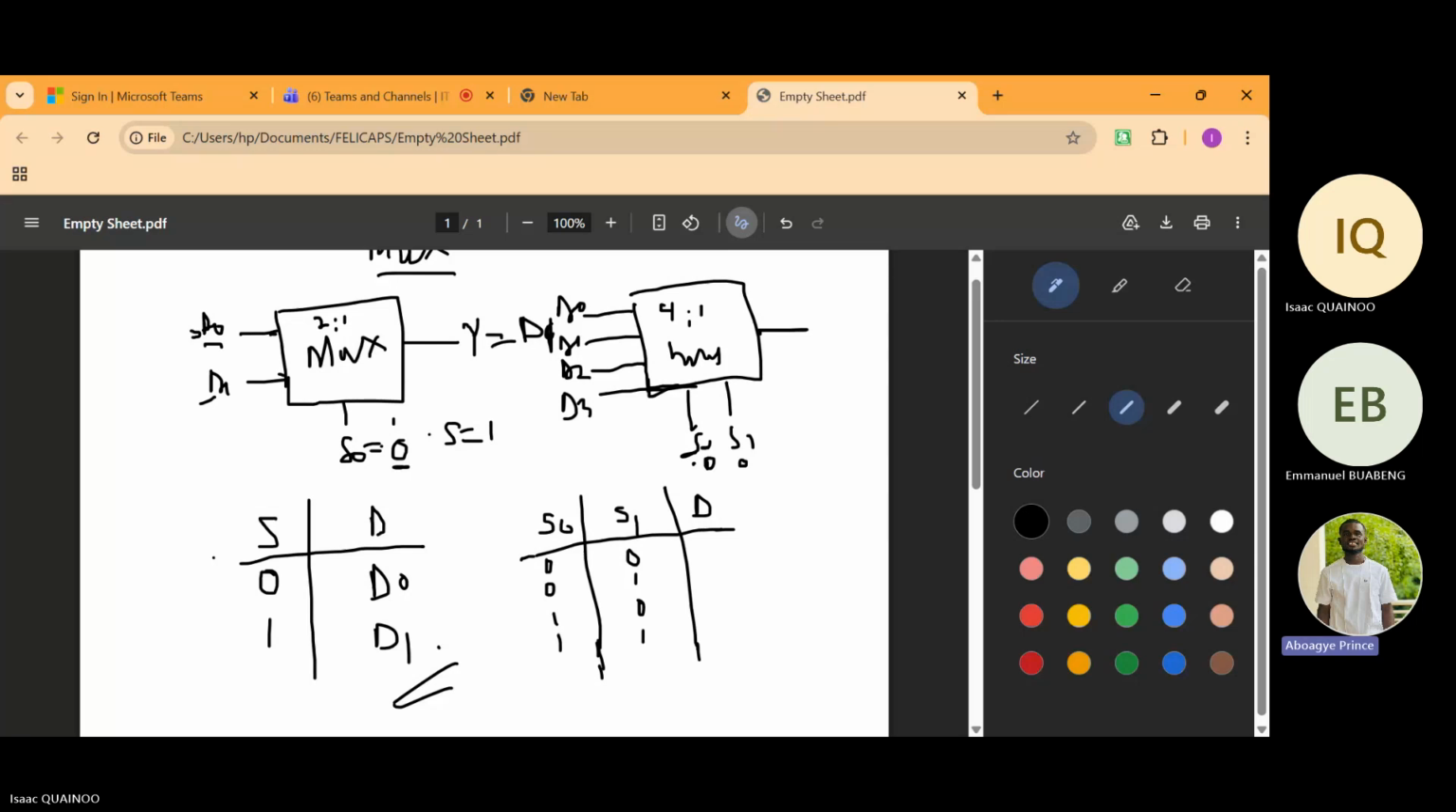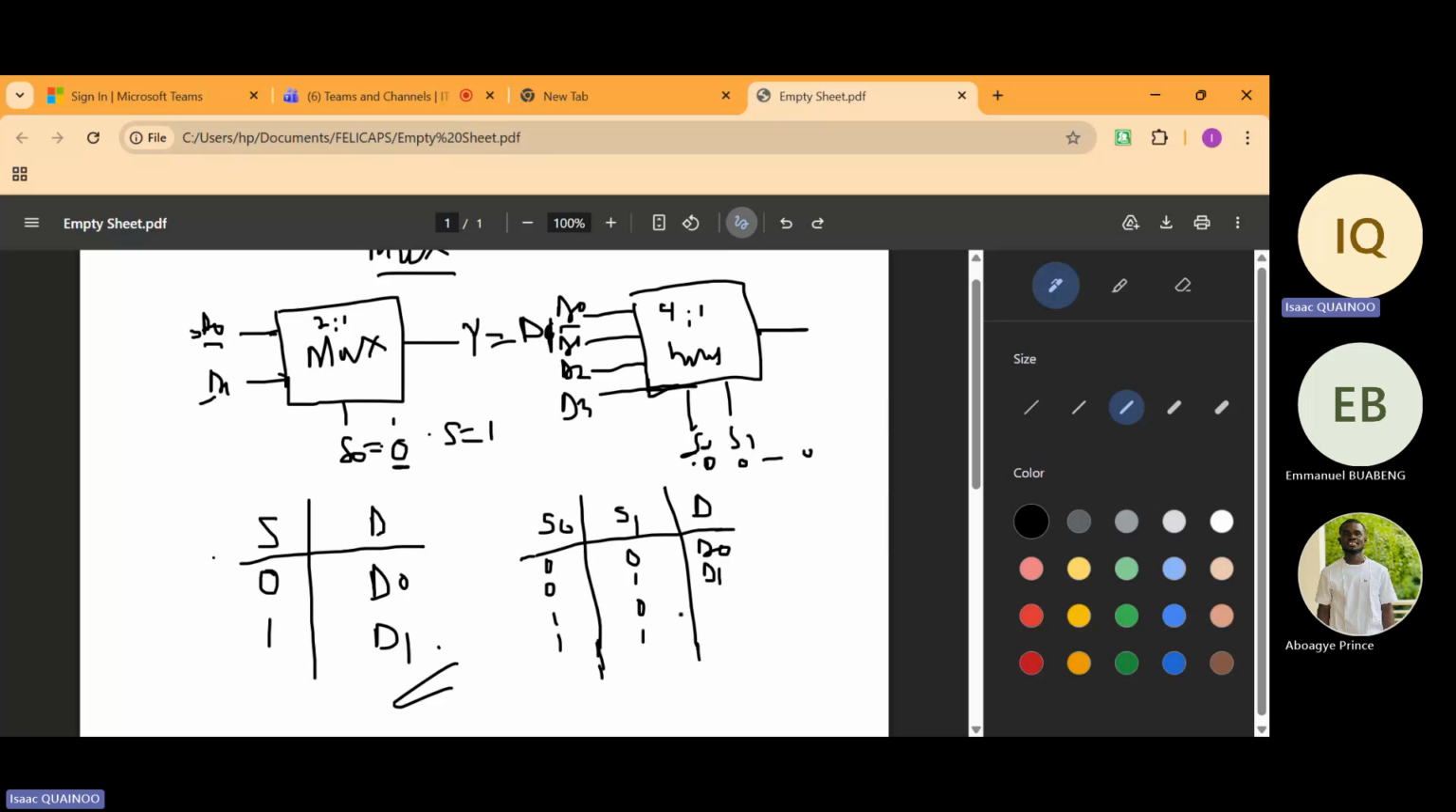Is it data line 0? Exactly, we are going to select our D0. Why? Because both S0 and S1 are 0. The binary value of 0 and 0 is just 0, so that corresponds to data line 0. But if we have 0 and 1, which data line are we going to select? Line 1. So we are going to select D1. Why? Because 0 and 1 is just 1. So we can match it up to D1.